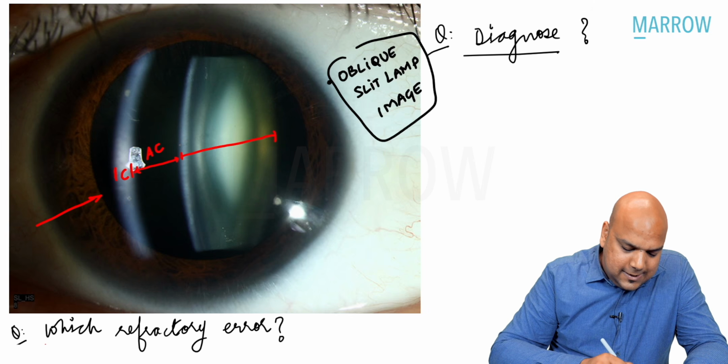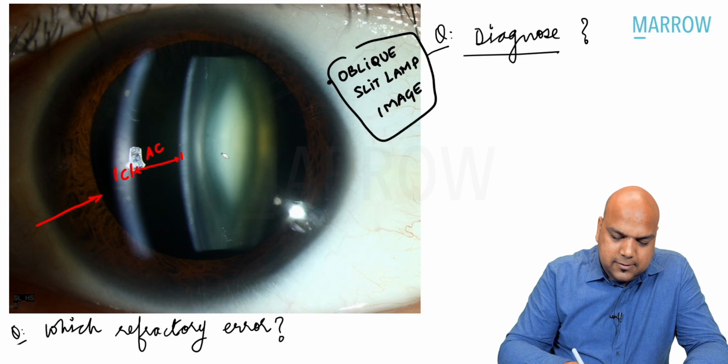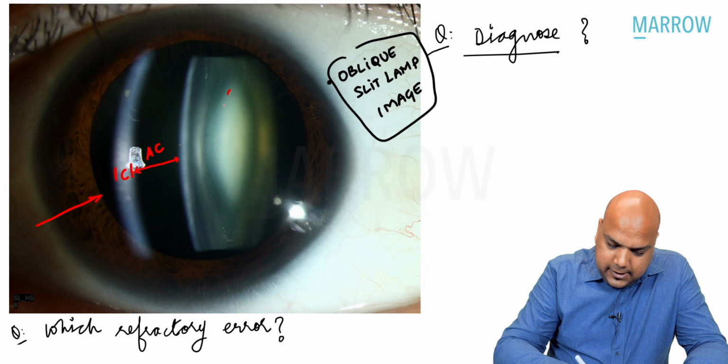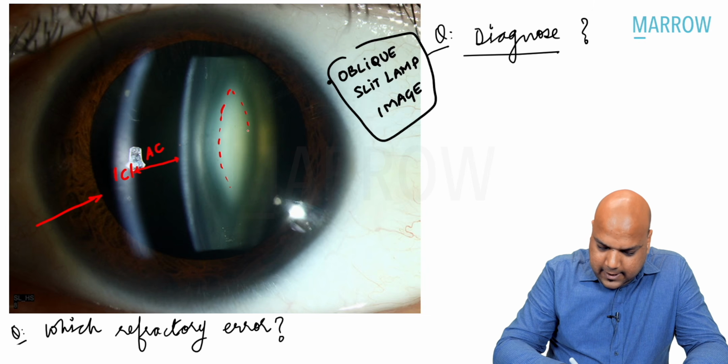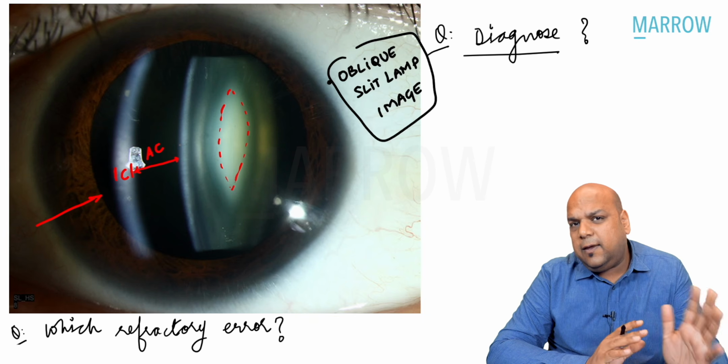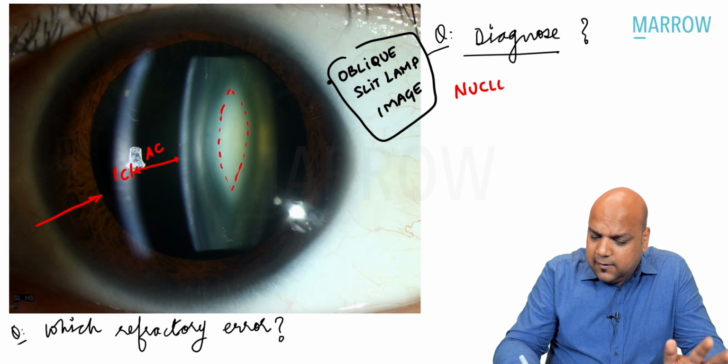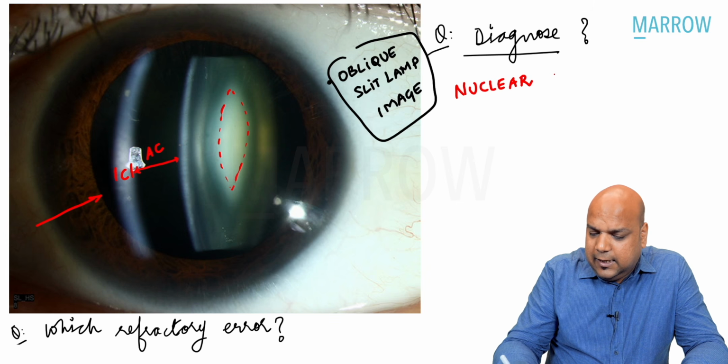Now, what do we see in the lens here? That's the question. That is the diagnosis, I think. In the lens, we see that the center of the lens has become yellowish. Yes, center of the lens means nucleus. So my diagnosis, sir, becomes that it is a nuclear cataract.